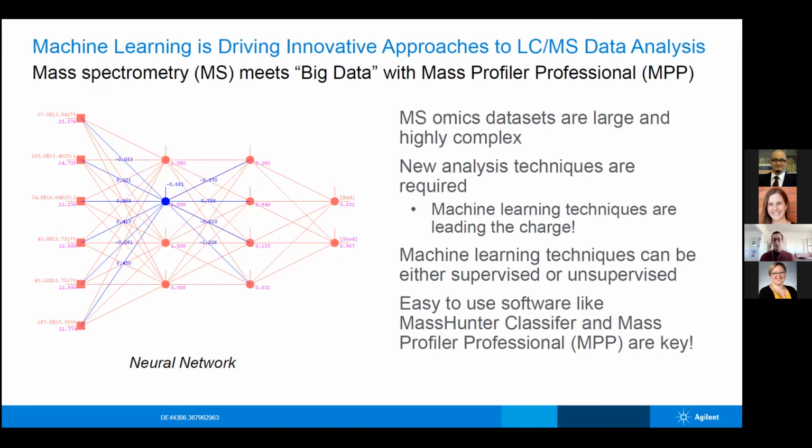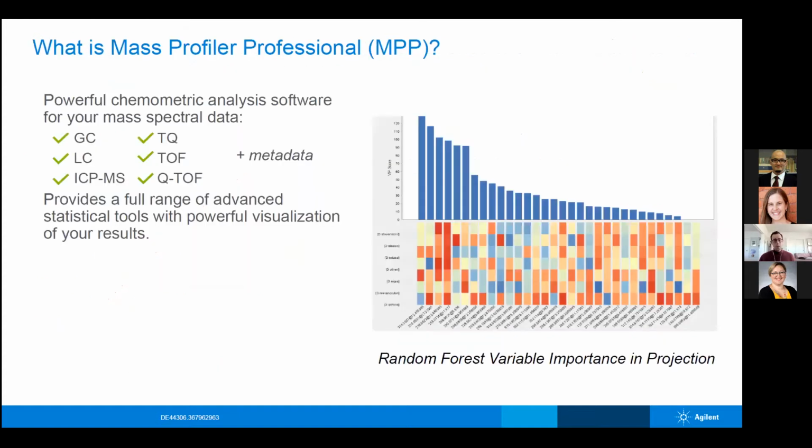There are a couple different types of machine learning techniques that can be utilized. And we actually make some software, as well as some of our competitors, that can do this well. So one of the first softwares that were ever to implement machine learning algorithms in mass spec data is something called Mass Profiler Professional. And that's something that Agilent Technologies makes. It can interpret almost any type of mass spectral data, GC, LC, ICP, as well as metadata, as well as third-party data too. So it doesn't need to just be Agilent instrumentation.